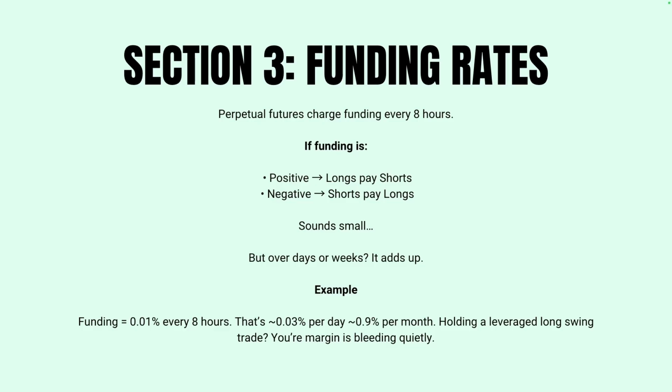So funding rates, they sound small, but over days or weeks, it adds up. Let me give you an example. So let's say the funding rate is 0.01% every 8 hours, so neutral. That's 0.03% per day, 0.9% per month. Holding a leveraged long swing trade, your margin is going to be bleeding quietly. And that's just the neutral rate.